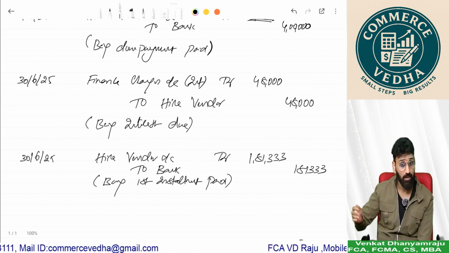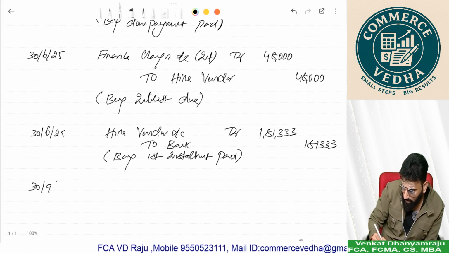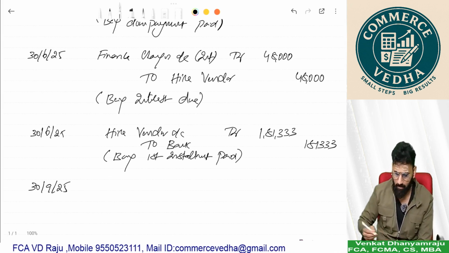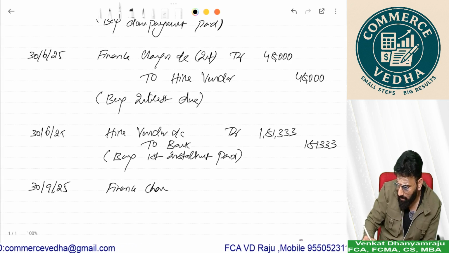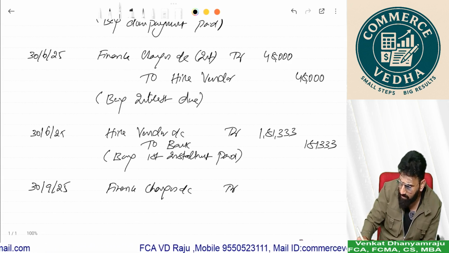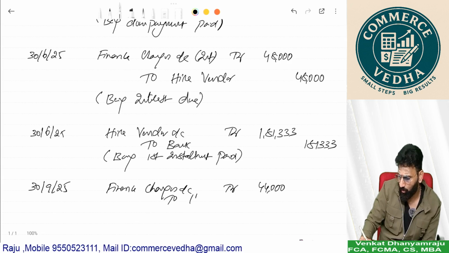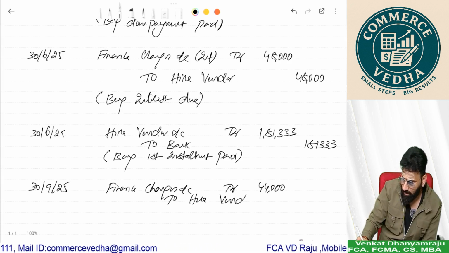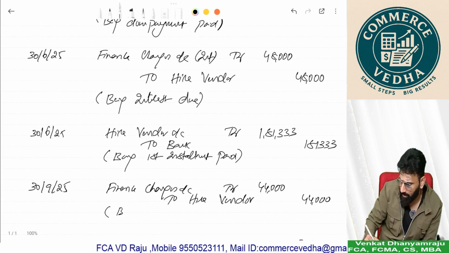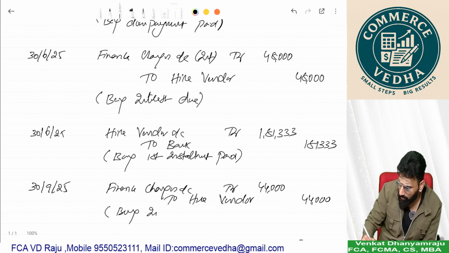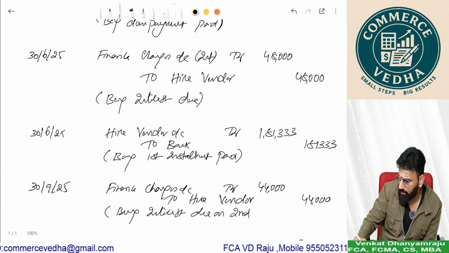Same year, right? Same year. So immediately next due is 30th September. Repeated entry. Finance charges debit 44,000 interest. To whom should you pay? Hire vendor 44,000. Same narration, being interest due on second installment.